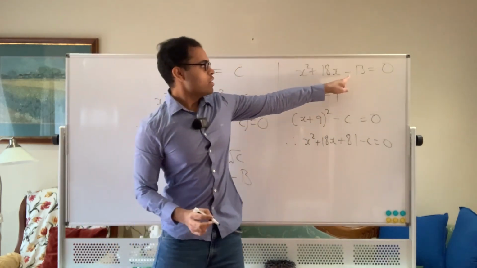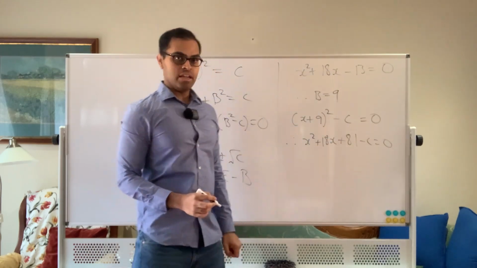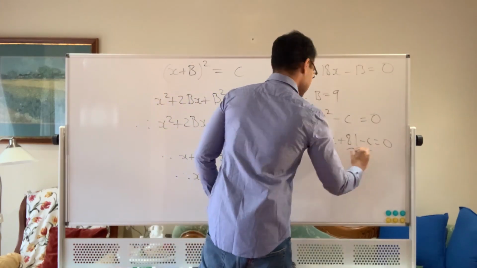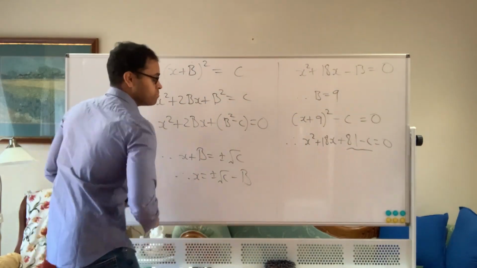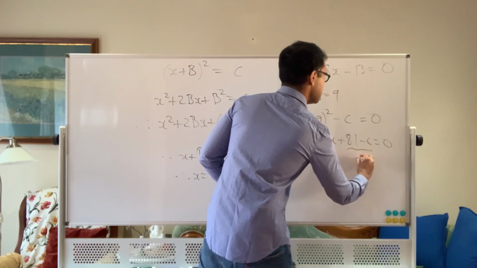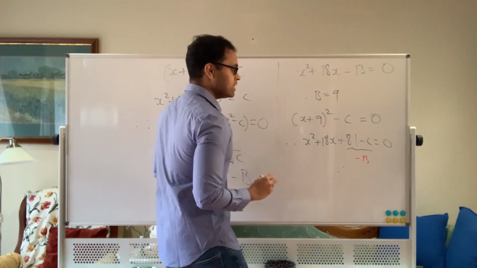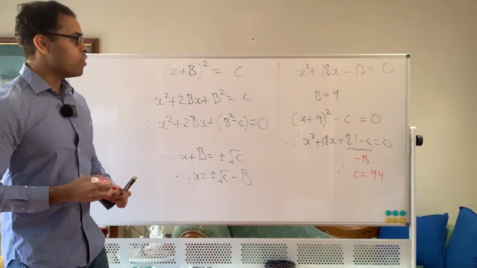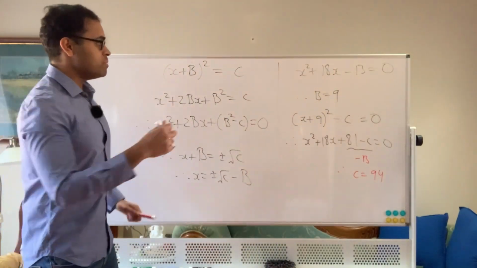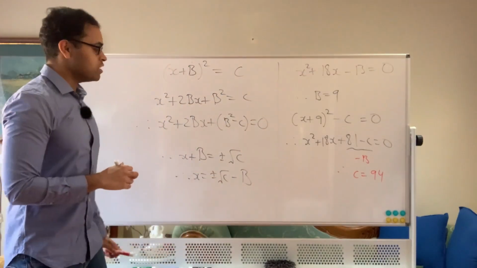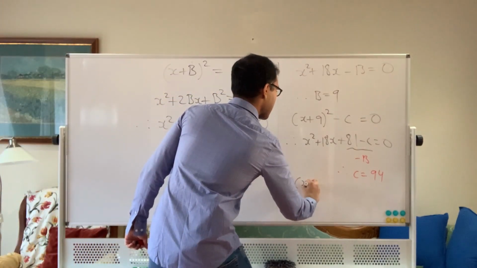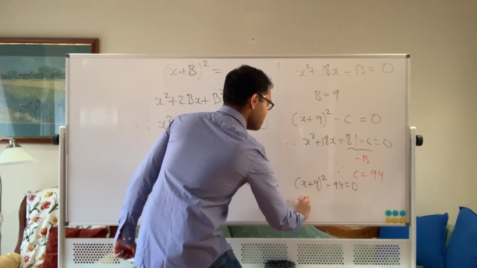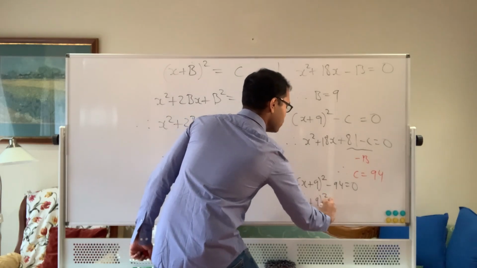So if we want our coefficient to be minus 13, or 81 minus c, well, you want 81 minus c to be equal to negative 13. Therefore, c is going to equal 94. So our equation x squared plus 18x minus 13 is 0 is just going to be x plus 9 squared minus 94 is equal to 0, which is the same as saying that x plus 9 squared is equal to 94.